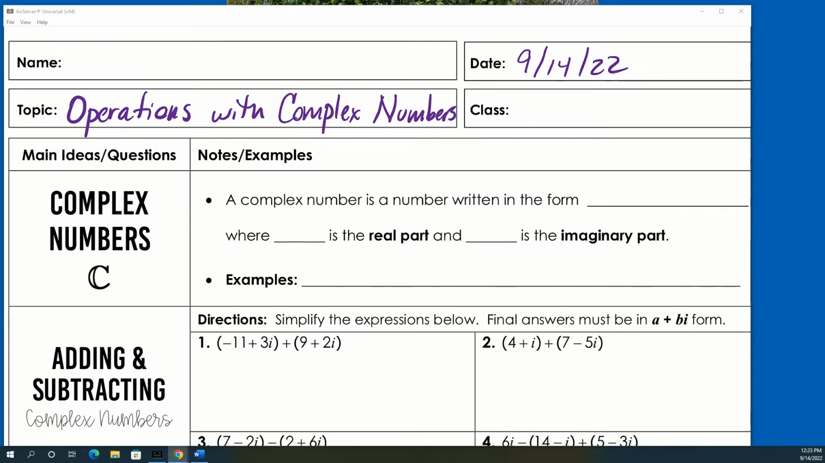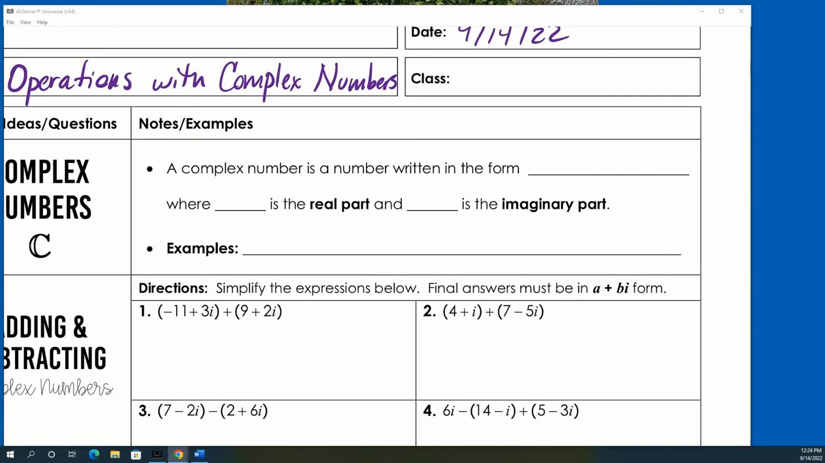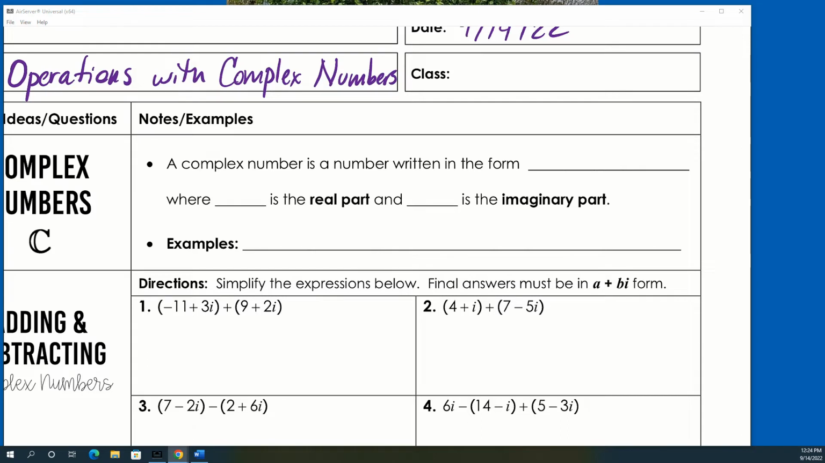All right, so when we talked about imaginary numbers yesterday, they're considered pure imaginary numbers, and so we got things like 2i or negative 5i or something like that. Today, they're gonna be complex numbers, not because they're complicated, just because there's going to be two terms. And so, a complex number is a number written in the form a plus bi.